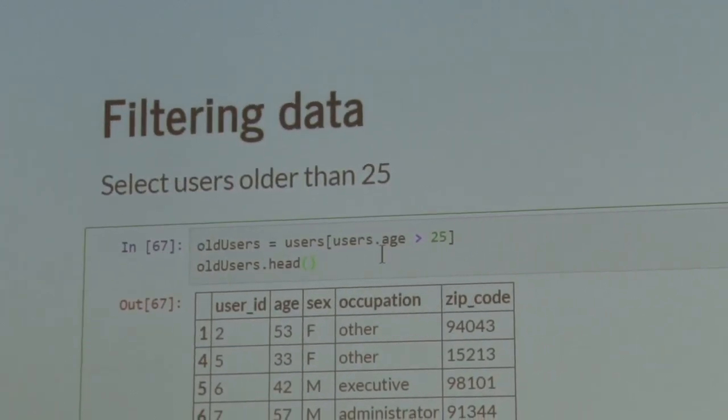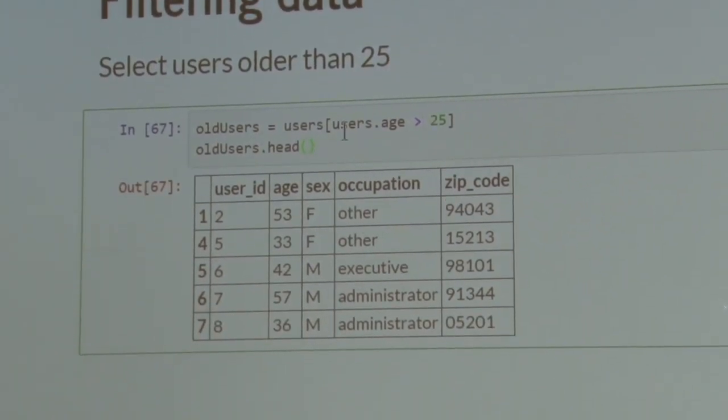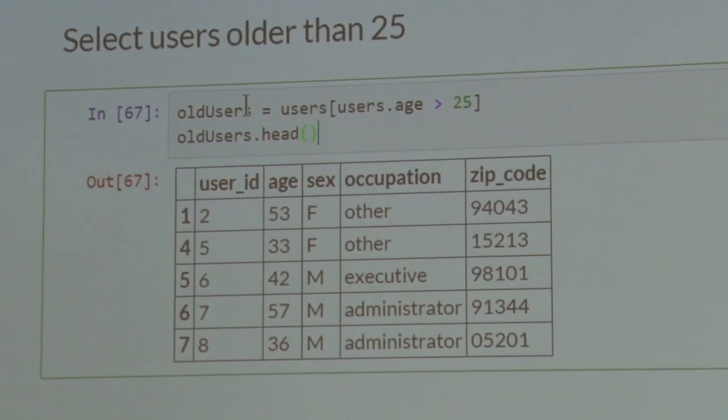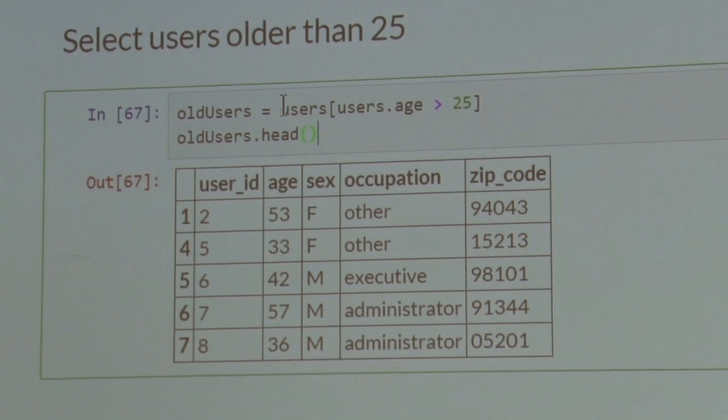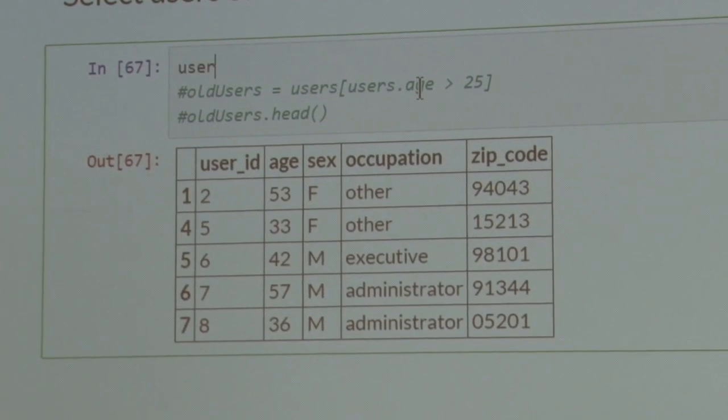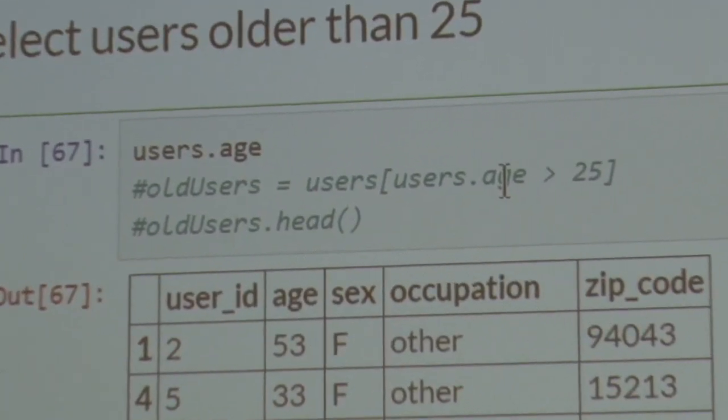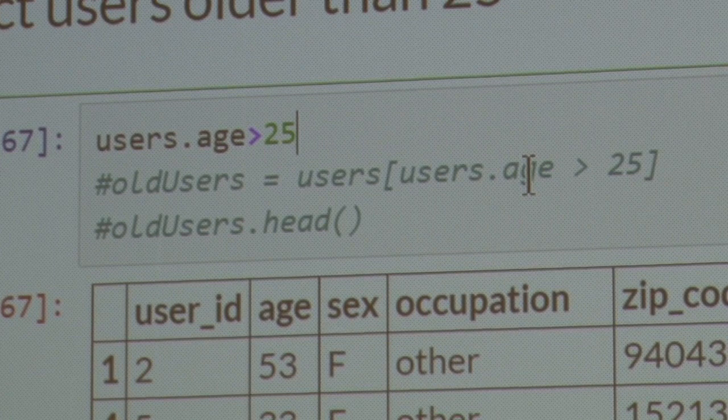So some more filtering, and the first quiz is coming up soon. What I do here is I just want to see the old users. And I'm going to define an old user as someone over 25. So what I'm saying is users.age, age is one of the columns in my data frame, larger than 25. And what this part, any guesses what this part actually gives me? Like if I only put users.age greater than 25, any guesses? What is the output of this?